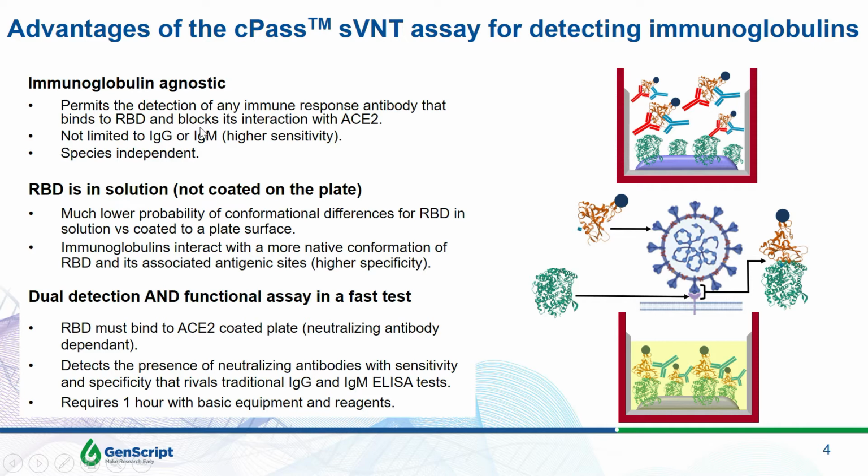Also, the other advantage is that this assay is species independent. Again, because we're using purified protein components, it doesn't matter what animal the antibodies were generated in, so long as the animal was infected with the virus or the spike protein or receptor binding domain of the virus, they will likely generate antibodies to the receptor binding domain, and those antibodies will still block the ability of the receptor binding domain to bind to the ACE2 receptor.